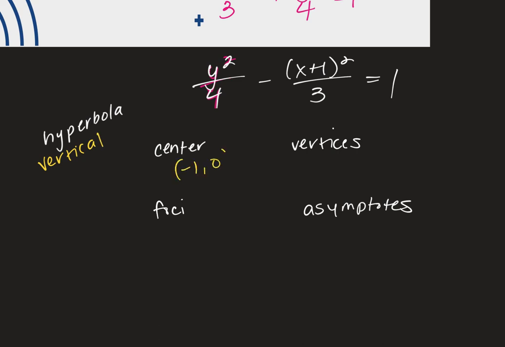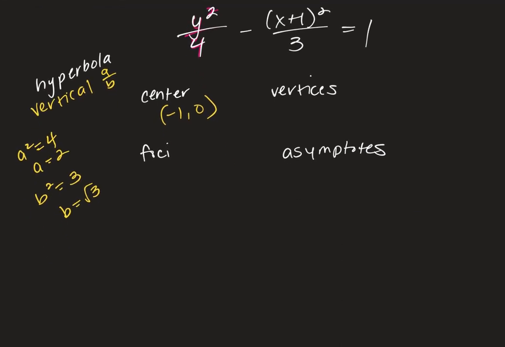Good. Center's negative 1, 0. A squared is 4. Good. So A is 2. B squared is 3. So B is square root 3. Remember, my vertical is A over B for my asymptotes. Foci, I need C. C squared equals, it's a hyperbola, so it's plus, A squared plus B squared. C squared equals 4 plus 3. C squared equals 7. And C equals the square root of 7.